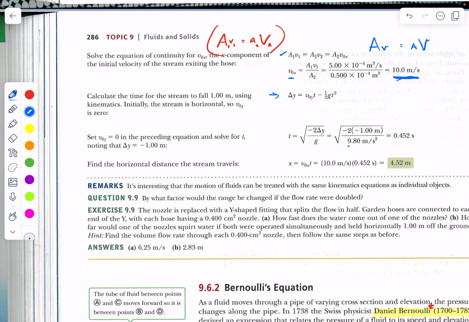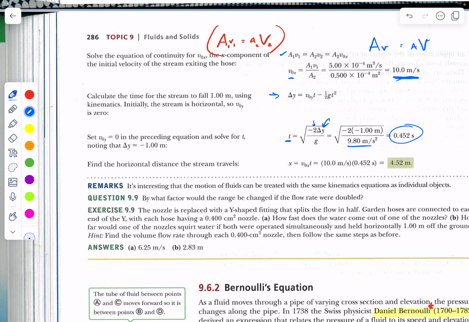Our gravity, of course, is 9.8. We've solved this equation for t. And our height is 1 meter, which is y. The reciprocal of 1/2 gives us that 2. And we see that it's going to take almost half a second for the water to fall.